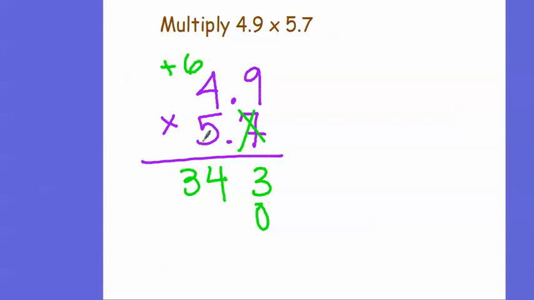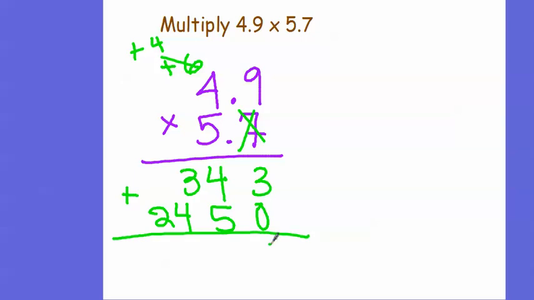Now we're going to go into the 5, which is in the ones place value. 5 times 9 is 45. Write the 5, carry the 4. 4 times 5 is 20, plus 4 is 24. We're going to add our partial products.